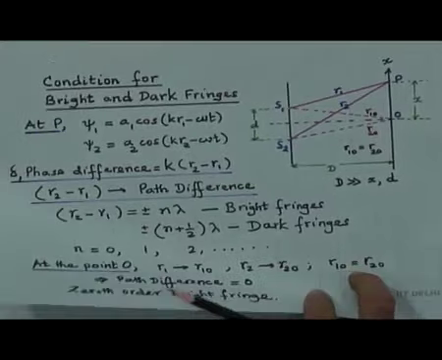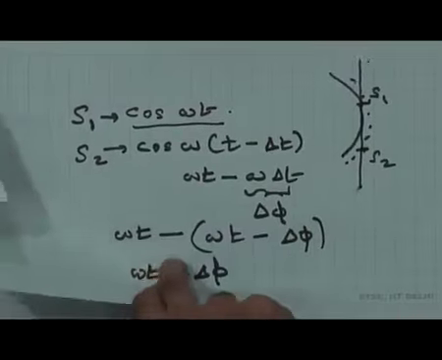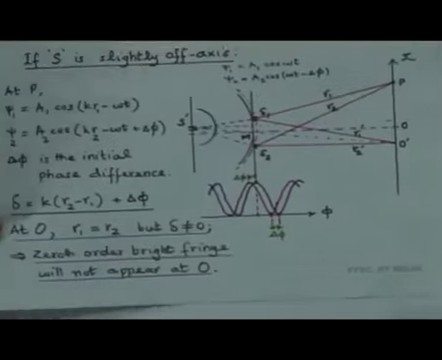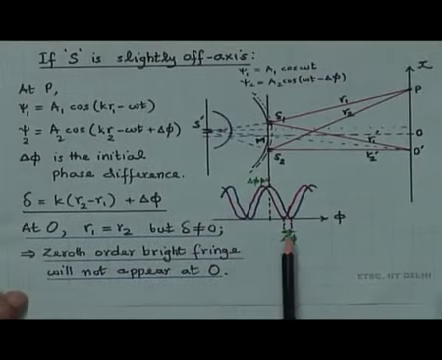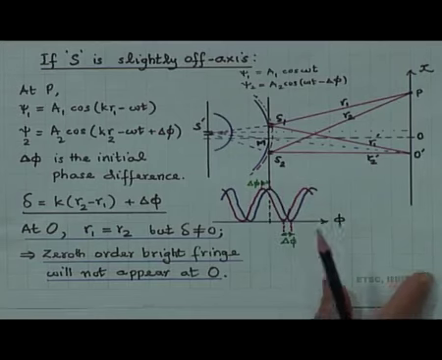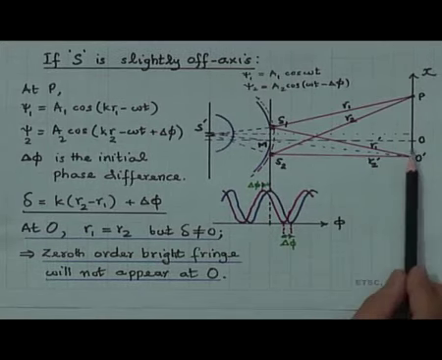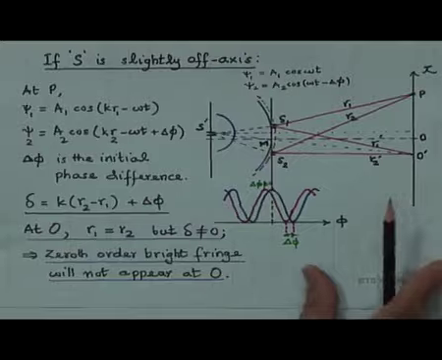Now, with delta not equal to 0, let me show this slide. This slide we have seen, and I have shown that there is a finite delta phi here, and at this point delta is not equal to 0.